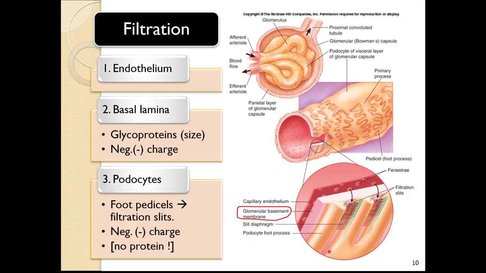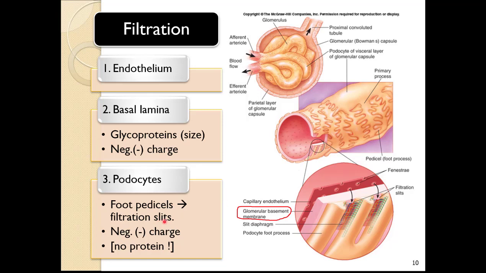Then the third filtration layer, so there are three filtration layers really on this glomerulus. The third layer is shown here by these finger projections. These are the pedicles, or feet, of the podocytes. So the cells up here that look like eggs have projections that come off of them called pedicles. For those of you that don't know, podo actually means foot, so these are foot cells. They're named that way because they look like they have little feet extensions, or at least somebody thought they look like they have little feet extensions that come off of them.